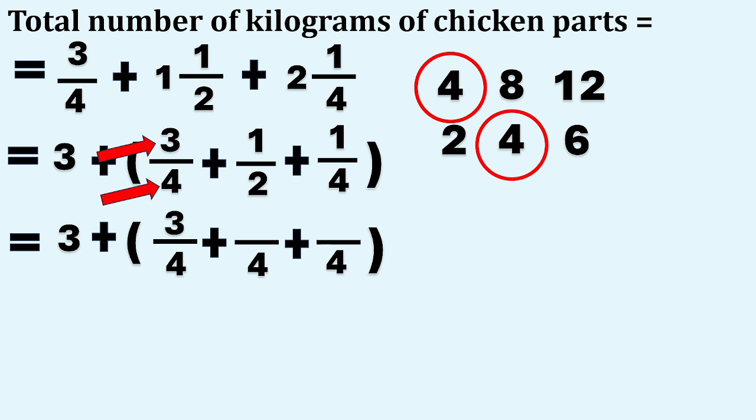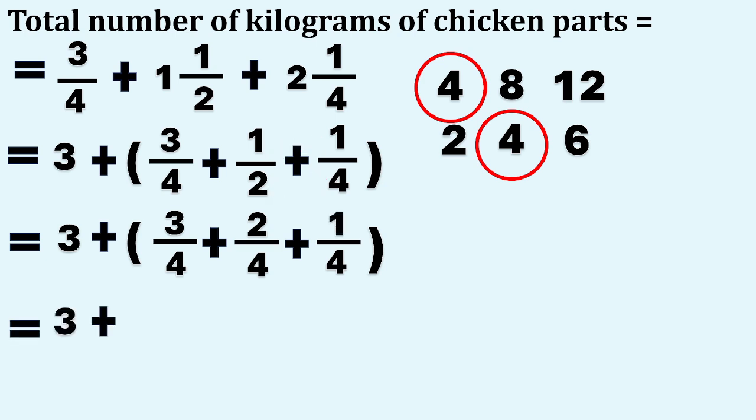Next fraction. Divide the LCD by denominator 2. 4 divided by 2 equals 2. Then multiply the answer by 1. So 2 times 1 equals 2. Third fraction. Divide the LCD by denominator 4. So 4 divided by 4 equals 1. Then multiply the answer by 1. 1 times 1 equals 1.